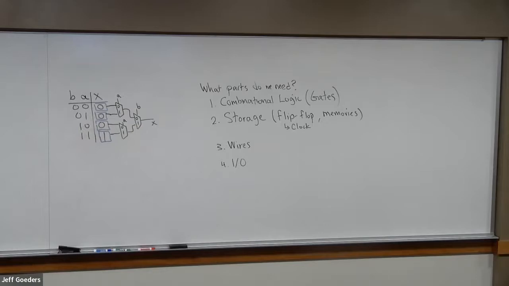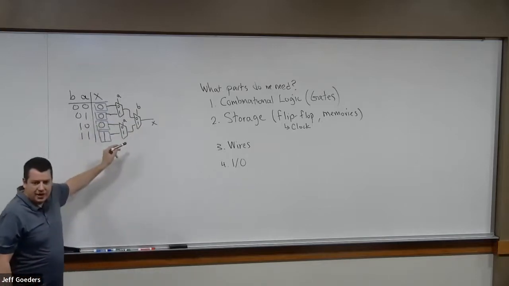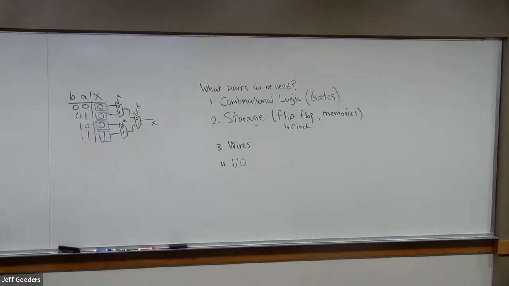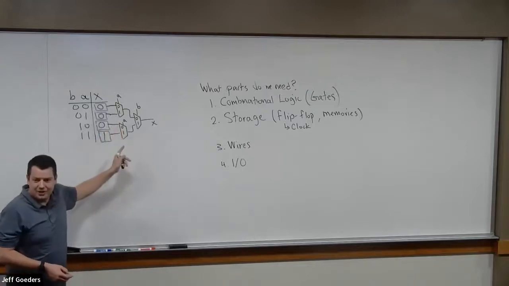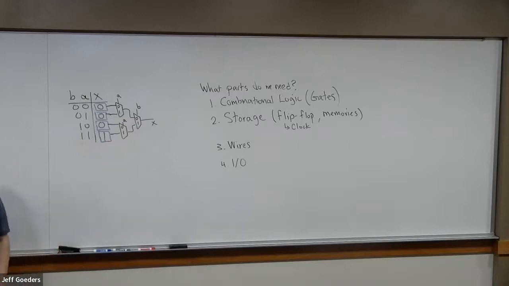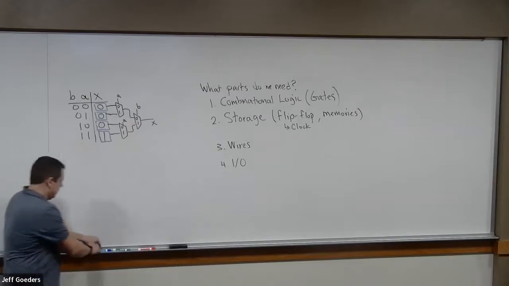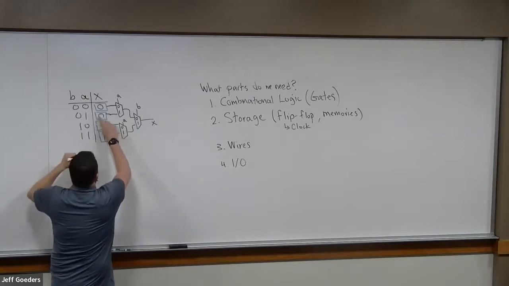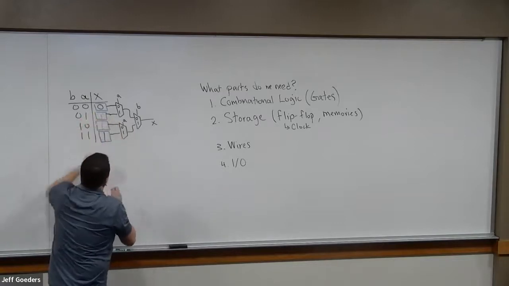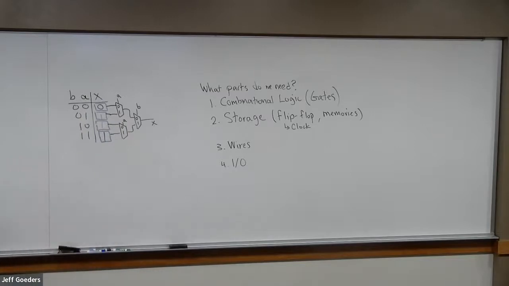It's total overkill for an AND gate. I needed 3 2-to-1 muxes just to build 1 2-input AND gate. A mux is a 3-input function, so I've got 3 3-input functions to build 1 2-input function. Total overkill, but it's programmable. I could change these bits in memory, and I could reprogram these bits in memory, and I've made this into an OR gate with the same circuit.